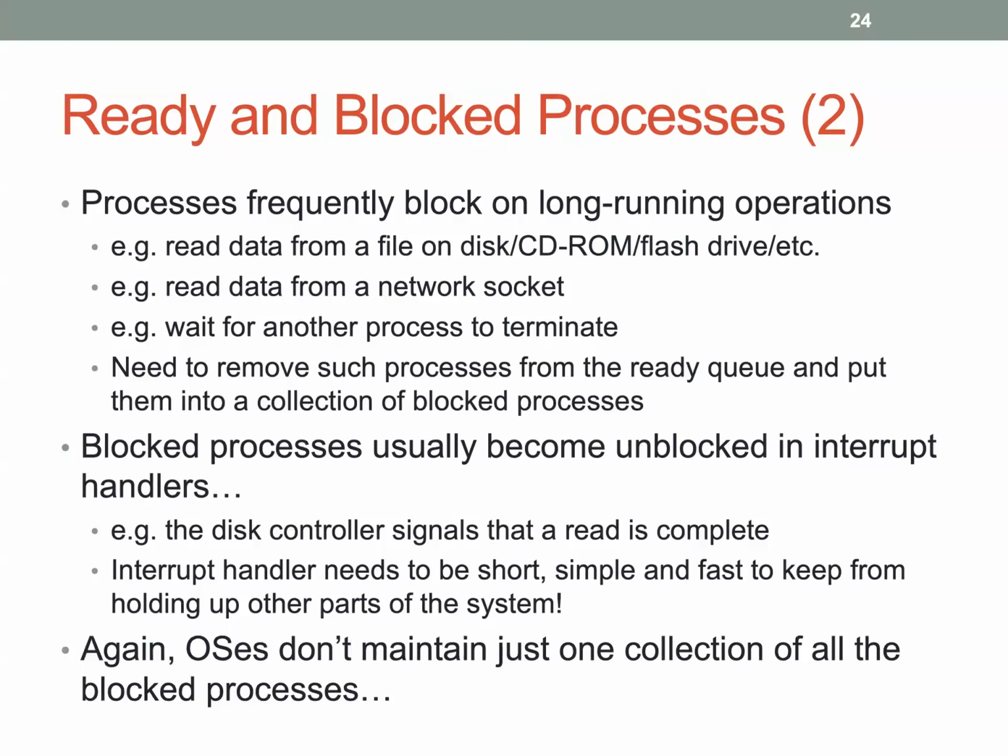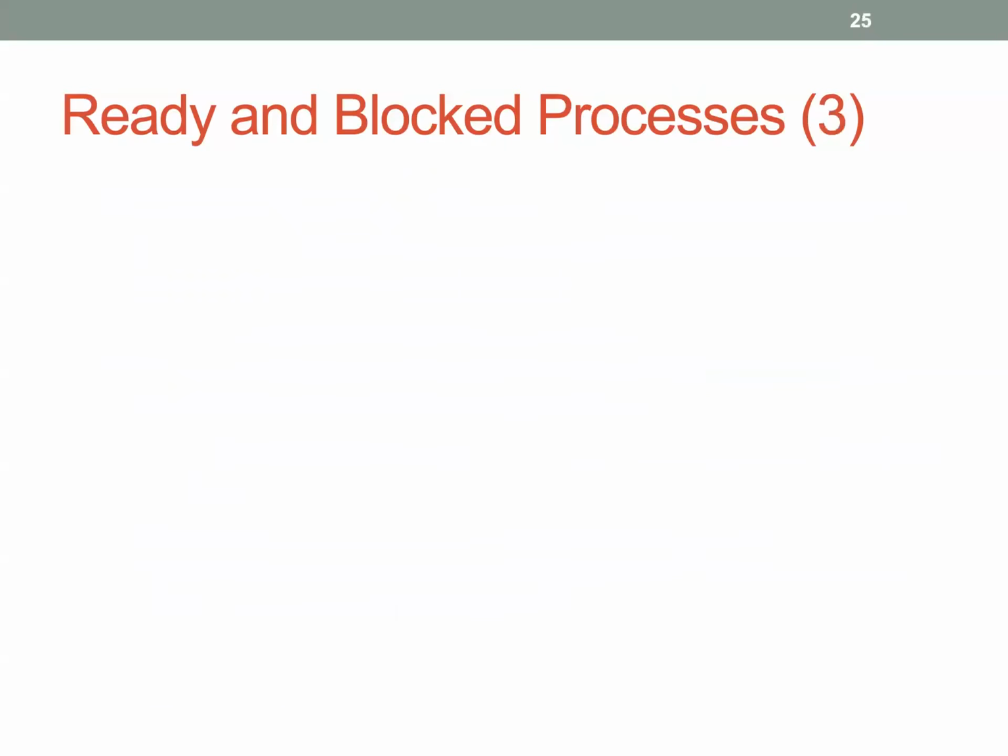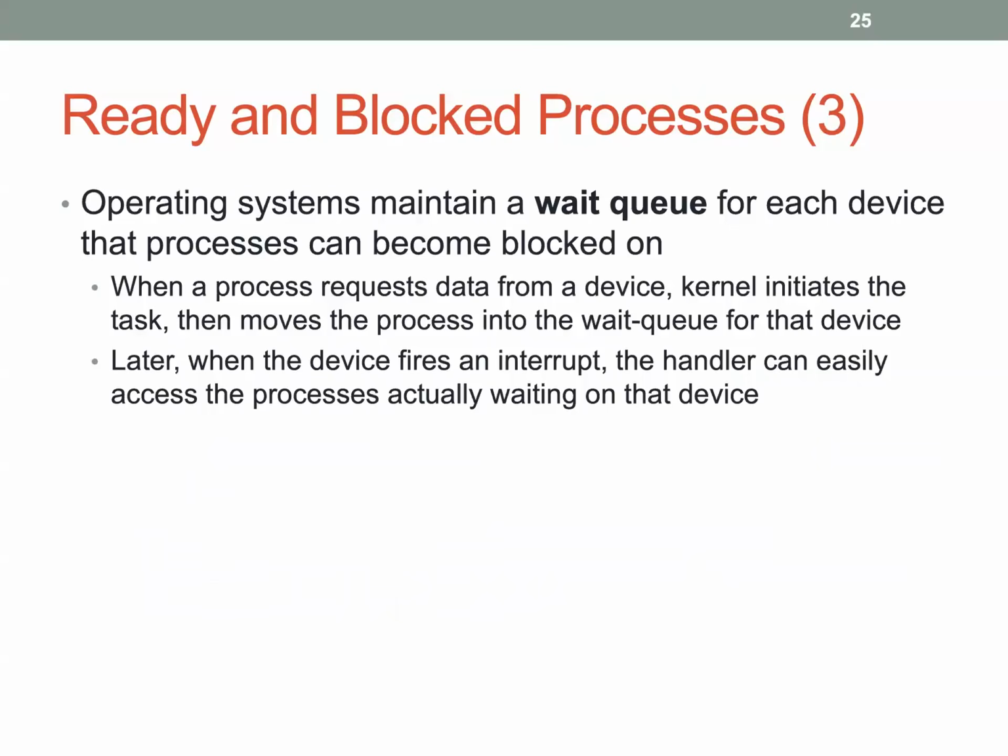So we don't have just one collection of blocked processes. That's the upshot. What we tend to do is have a wait queue for each device that processes can become blocked on, okay? So then, I already kind of ran through this, so I won't spend much time on it. You trap into the kernel. I want to read this file. I want to sleep for 5 seconds. I want to read from this network. The kernel will say, great, I'll set that up on the hardware, and then I'm plopping you in a block queue so that I know you can't run. And when the device tells me it's ready, I know where to look to find out who's interested in the device now being ready. So that's, in a nutshell, how it works.